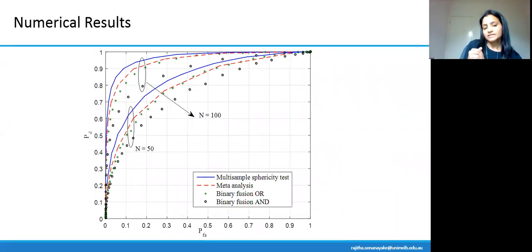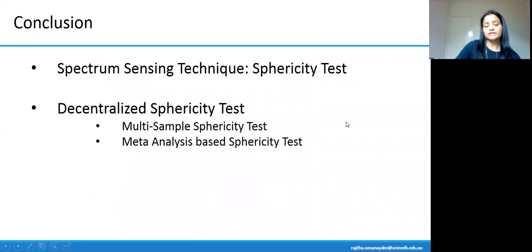But under the meta-analysis, since they are only sending the p-values, some information is inevitably lost. So we can't expect the performance of the multi-sample sphericity test. So that is how each of these different techniques work. And with that, I think I will conclude my talk.